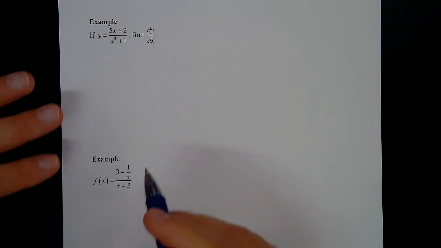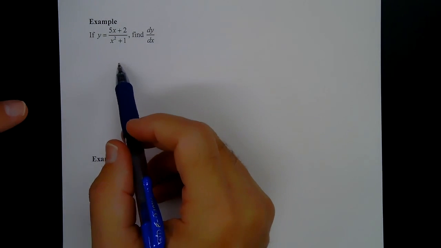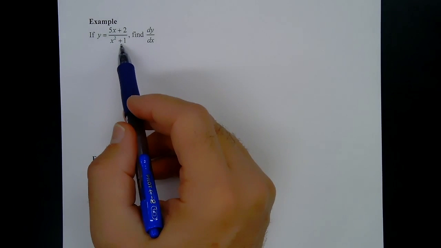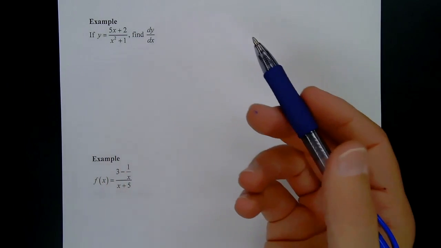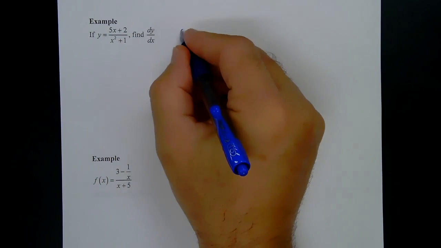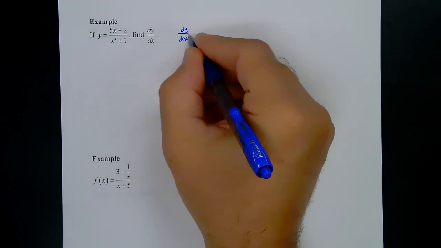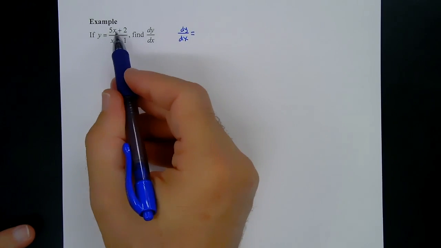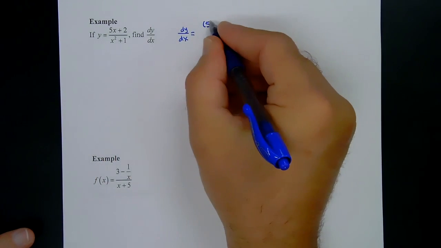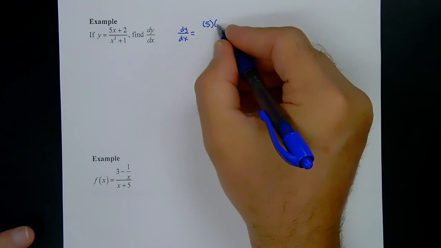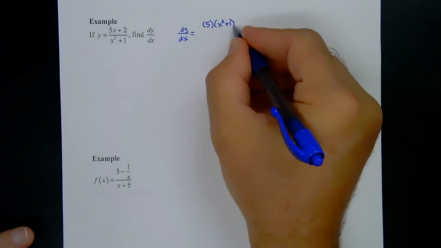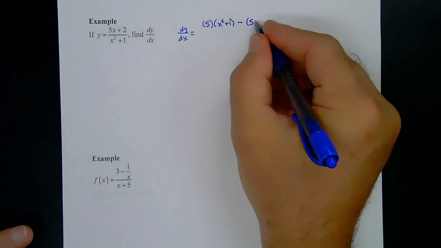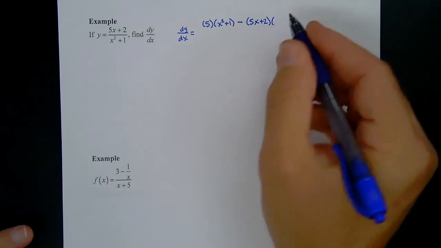All right, so for this first problem, there's no other way to do this other than using the quotient rule. So how do we find, if y equals 5x plus 2 over x squared plus 1, how do you find dy over dx? Well, we have to use this quotient rule. So dy over dx is equal to the derivative of the top. So the derivative of 5x plus 2 would be 5 plus 0, so that'd just be 5, times the bottom, which is x squared plus 1, and then minus the top function, which is 5x plus 2, times the derivative of the bottom.